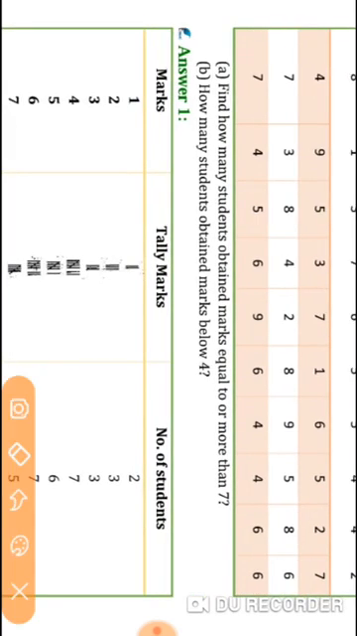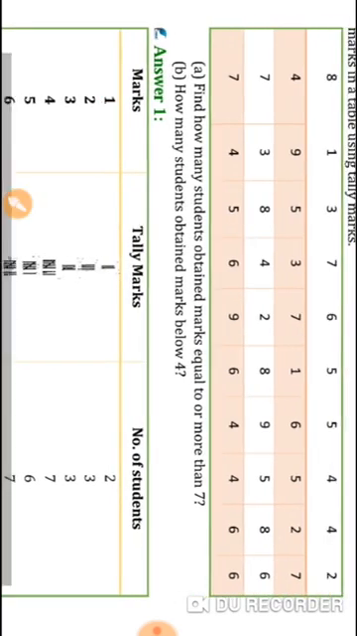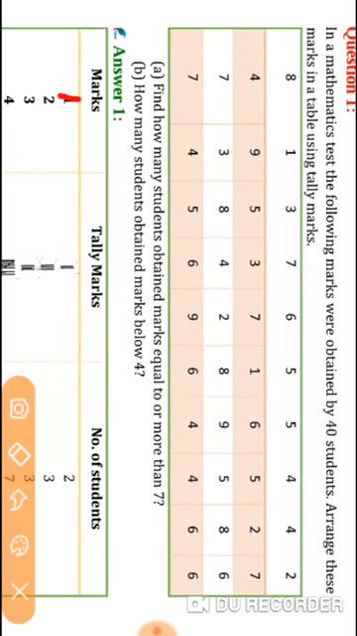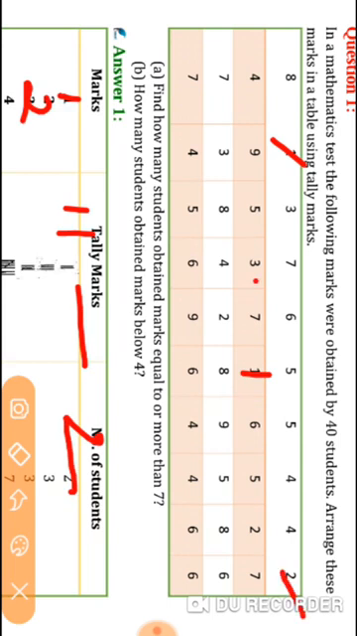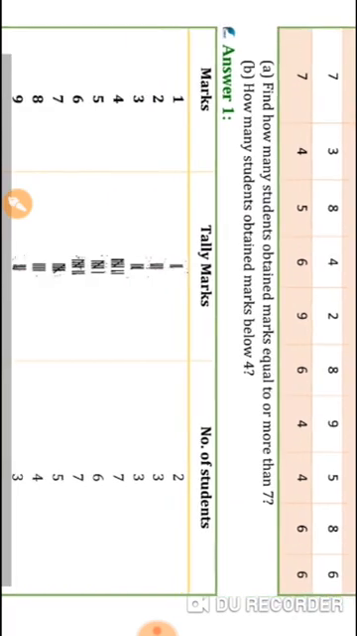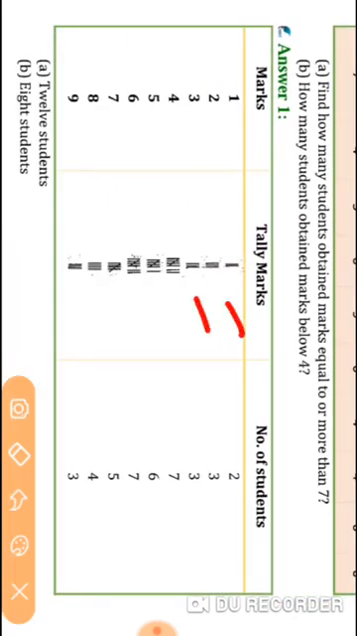So here are the tally marks. For 1 mark, how many students? One, so 1 repetition. Again in a second line here, second repetition. So how many are there? 2. Again for 2, how many are there? Here 1, in the second line 1, in the third line 1, fourth line no. So it is number 3. Like that. So this is how the tally marks are obtained.